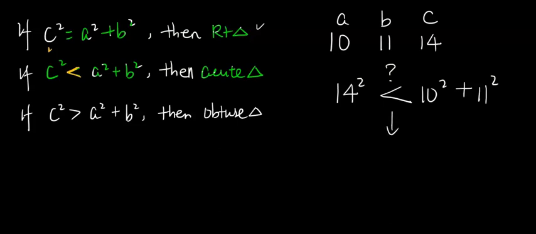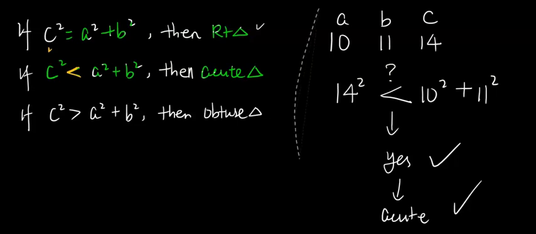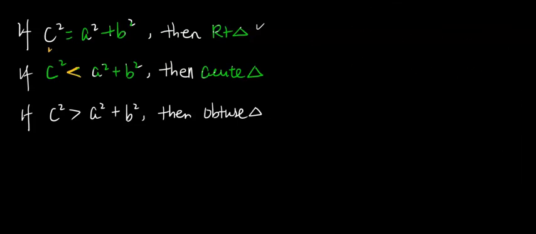Okay, if it's yes, then we get an acute triangle. Did you find out 14 squared is indeed less than the sum of 10 squared and 11 squared? That's an acute triangle. All right, let's talk about our third rule. We talked about equals, we talked about less than. What if it's greater than?